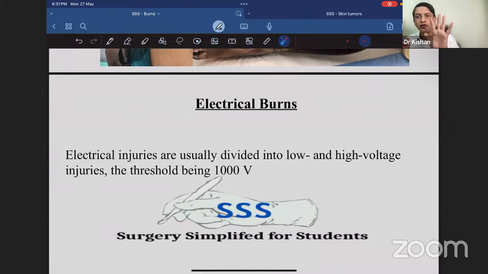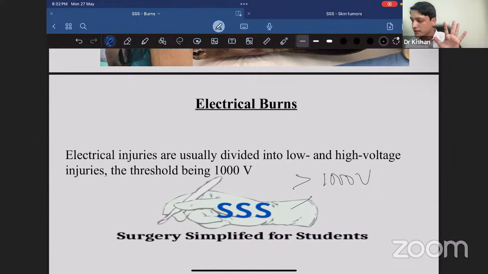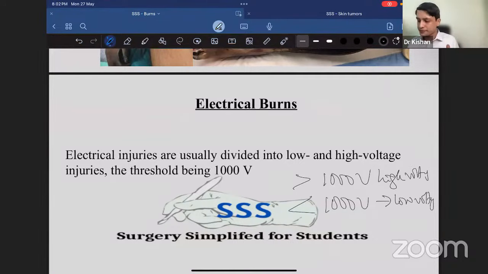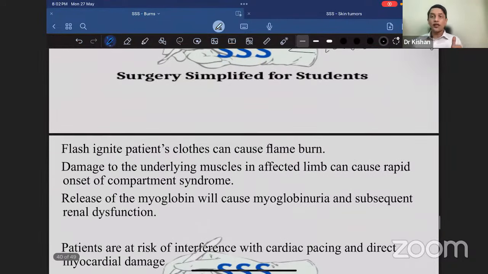For electrical burns, 5 points. First thing, it can be classified into low voltage or high voltage injuries. If it's more than 1000 volts, then you call it high voltage injury. If it's less than 1000 volts, then you call it low voltage electrical injury. That's the first point. Here the problem is the flash; the current flash will ignite the clothes and cause a flame burn.